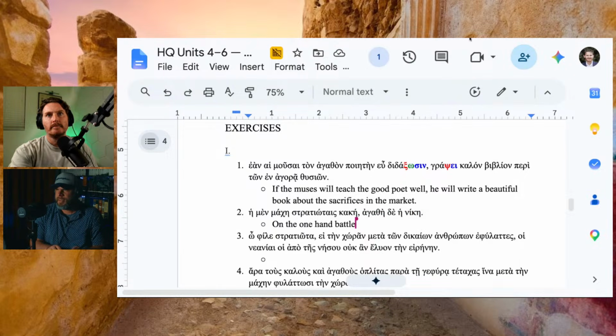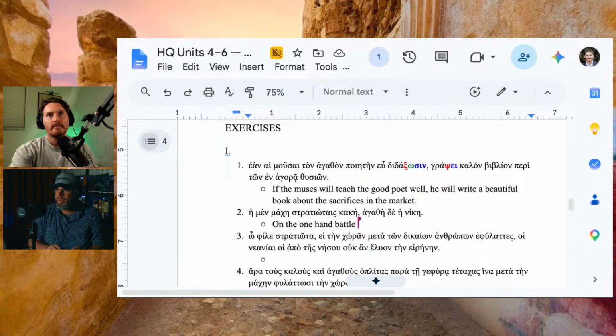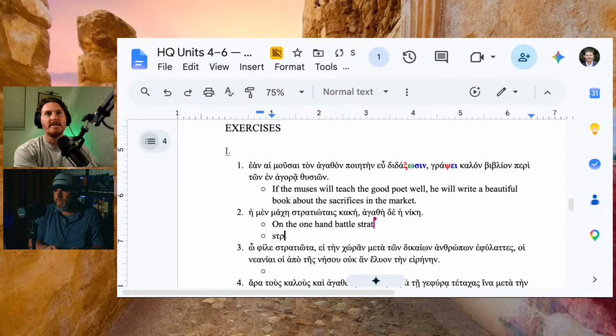Stratiotis. Battle strategy? No, it's not strategy. What is that word? Why do I feel like I should know this? Well, let me give you the singular. The singular is stratiotis or stratiotes, which is. It's not strategy?